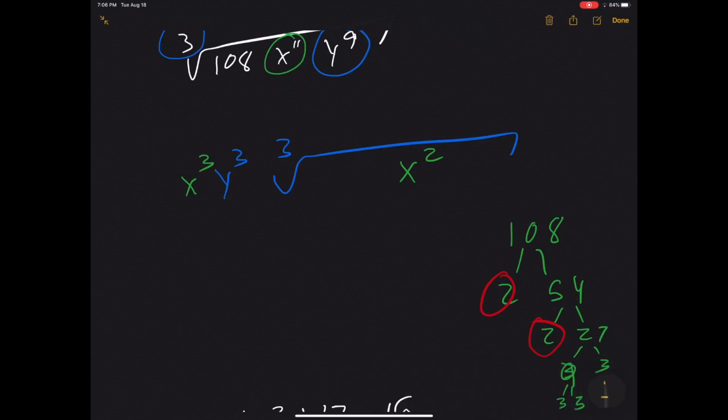But if I look at my 3's, I have 1, 2, 3 of them. I have a group of 3 3's. So they can leave as a group. And then I have my 2 times 2 left, which I'll put on the inside, which 2 times 2 is 4. And that is how you simplify these.